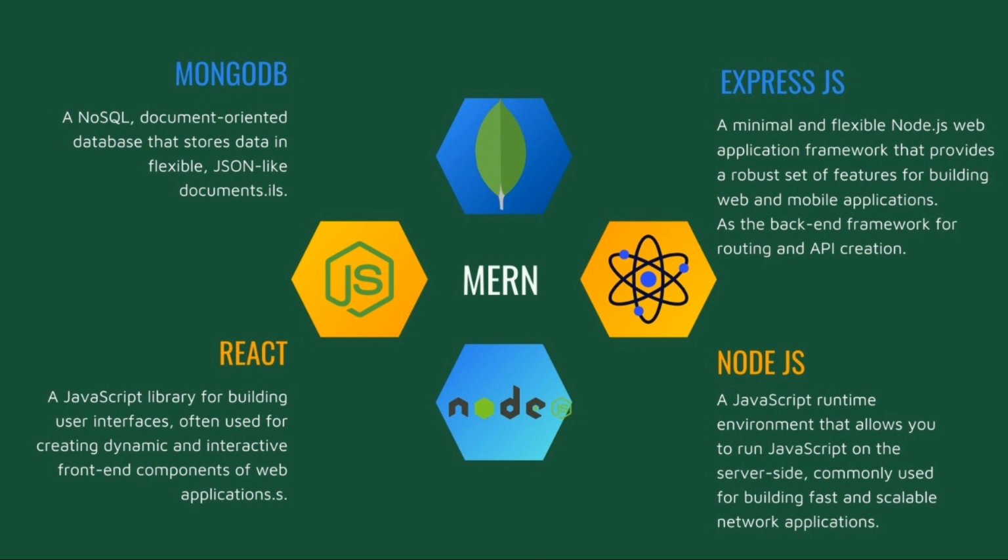First, MongoDB. It is a document-based NoSQL database providing flexibility and scalability for storing data. Then Express.js, a minimal and flexible Node.js web application framework, simplifying the development of server-side applications and APIs. And then React, a powerful JavaScript library for building dynamic user interfaces, enabling the creation of interactive and responsive front-end components.